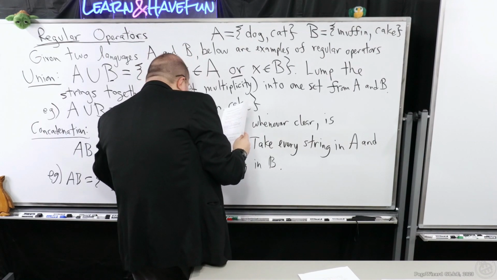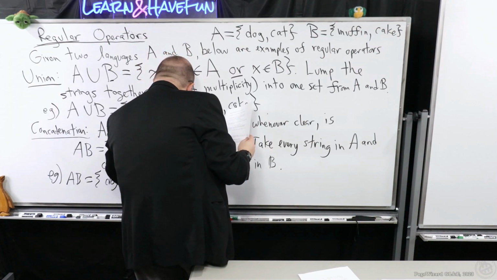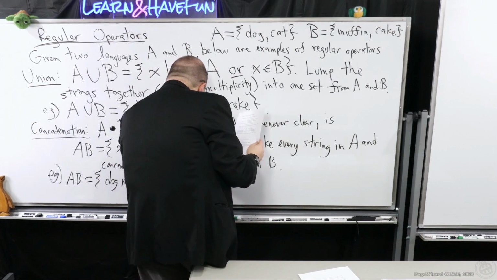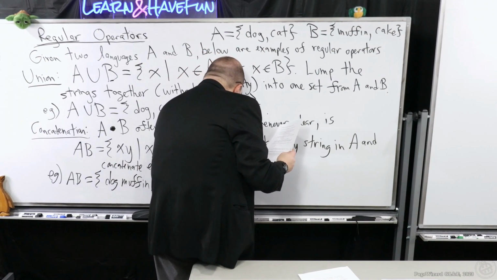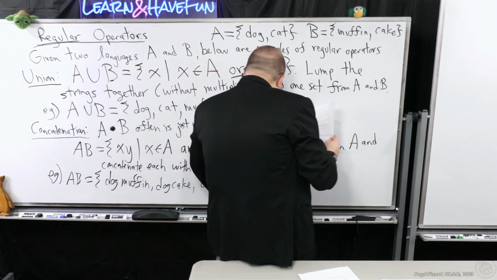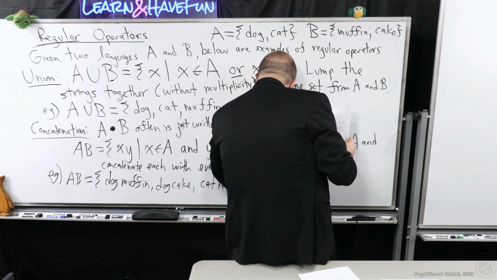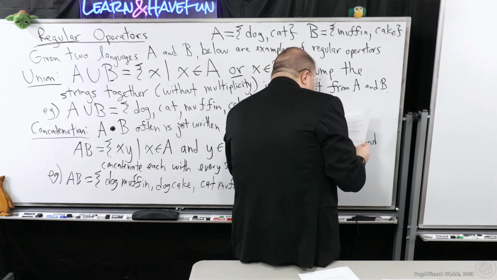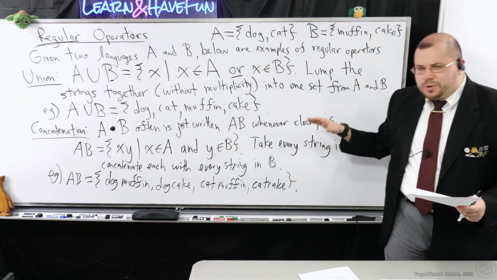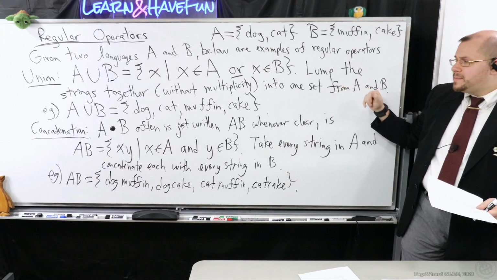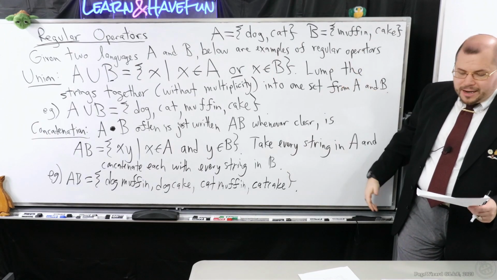And then I have dog cake. And I got cat muffin, right? And cat cake. So far we're doing pretty okay, right? So we got union, concatenation.